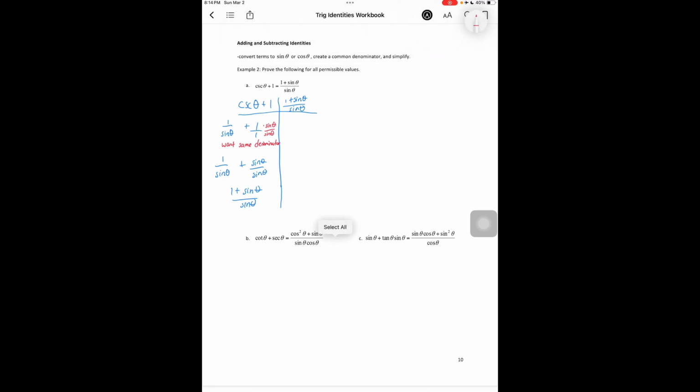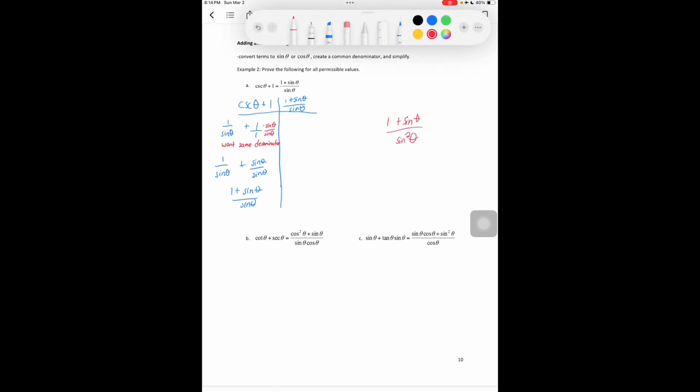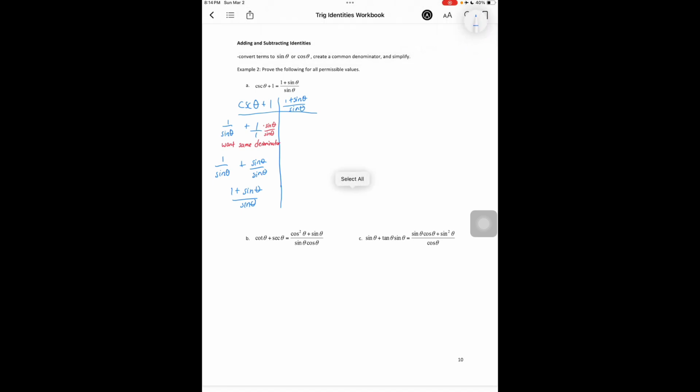On the side here, I'm going to write in red. Sometimes I see some students write it as 1 plus sine theta, and they write sine squared theta. That is not the case. If you are adding fractions together, your denominator doesn't change. They only change when you're doing multiplication. So here, 1 plus sine theta over sine theta, left hand side equals right hand side.